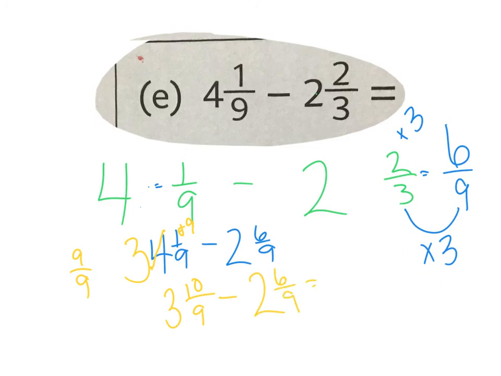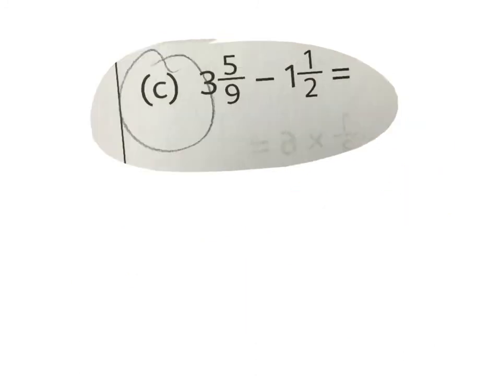So now we can subtract. Now we can subtract the 2 minus 1 because the numerator on the second one is bigger. So 1 and 4/9. It gets tricky, but you have to change. You have to pull out a whole and add them to the pieces that are already there. Let's try one more.